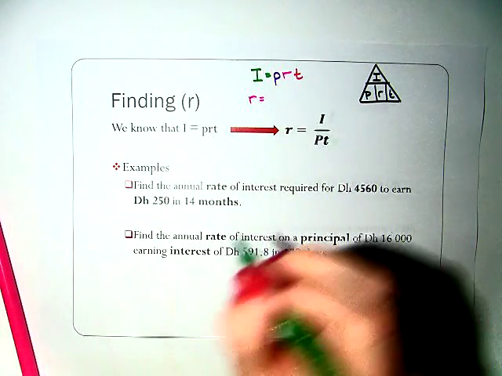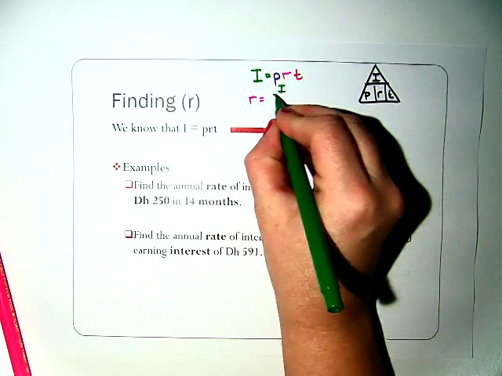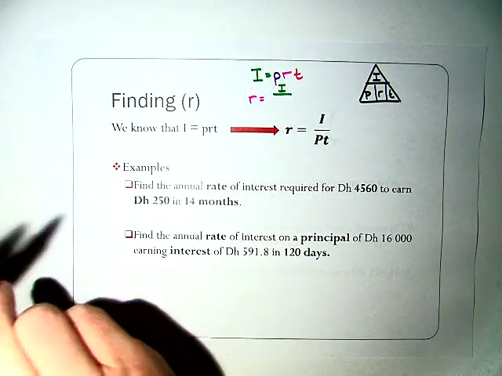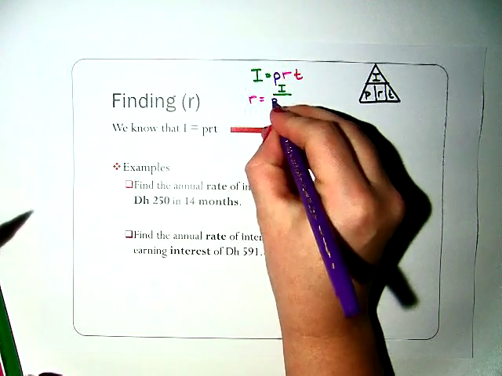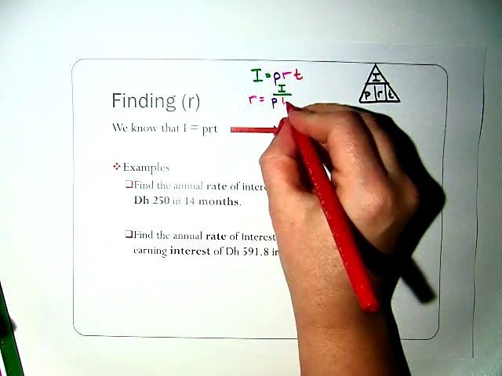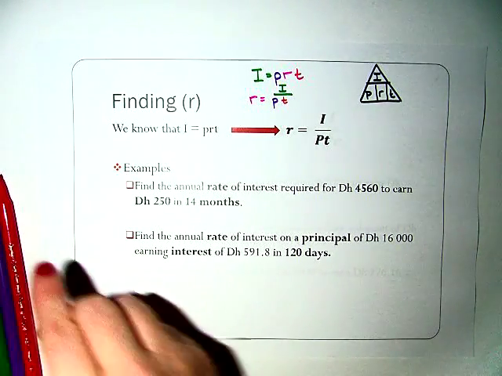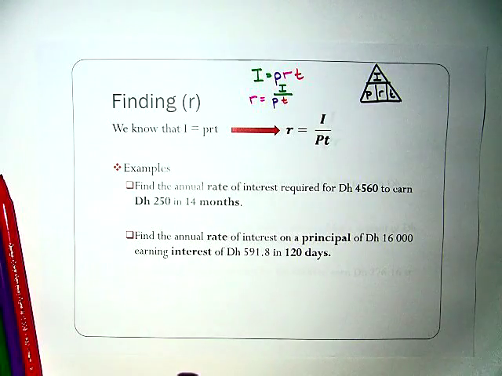The I is on top, and we have P and T on the bottom. So we do the principal multiplied by the time in years. So the rate equals I over PT. So let's go ahead and solve this.